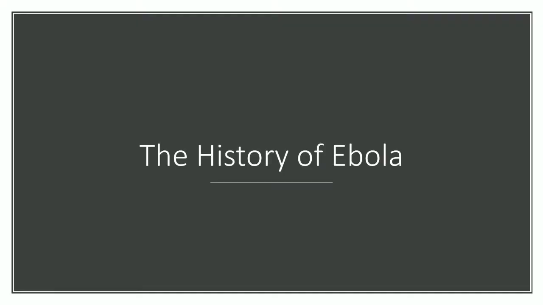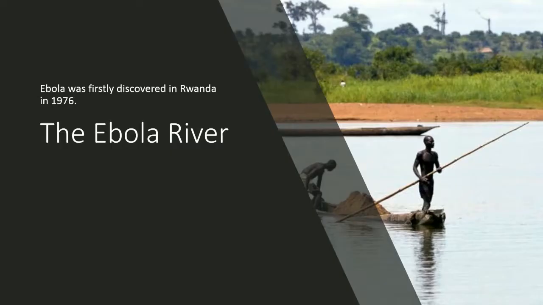According to the Center for Disease Control, the CDC, this disease is caused by an infection with a virus that is from the family of Filoviridae, which can cause severe hemorrhagic fever in humans and non-humans. Ebola was first discovered in 1976 near a black river in Rwanda, which was known as the Ebola River. This disease was named after the river, ironically.